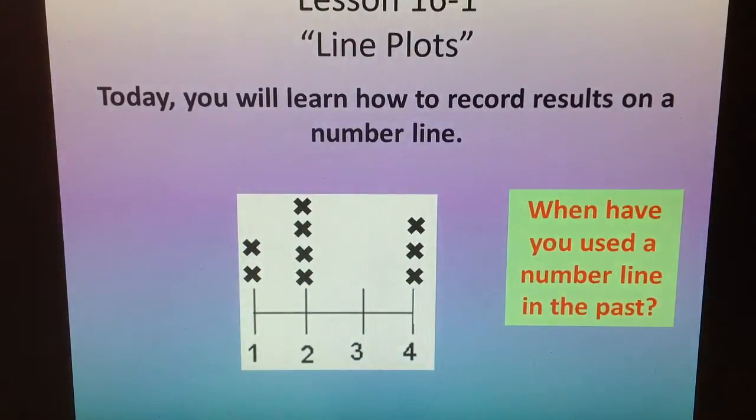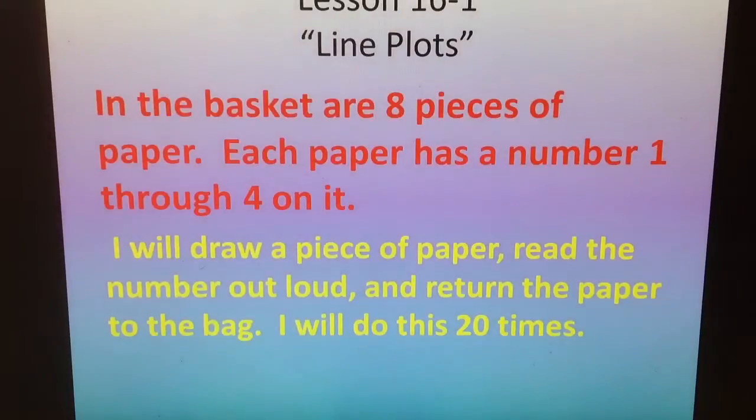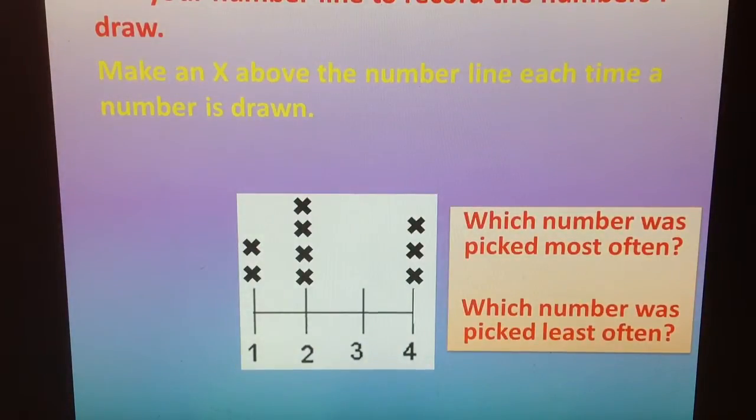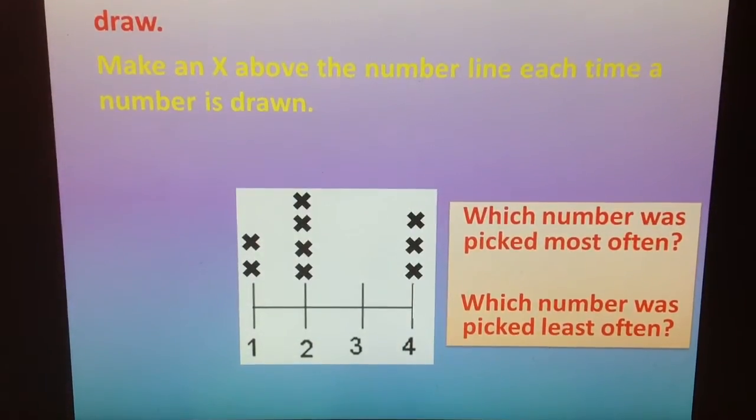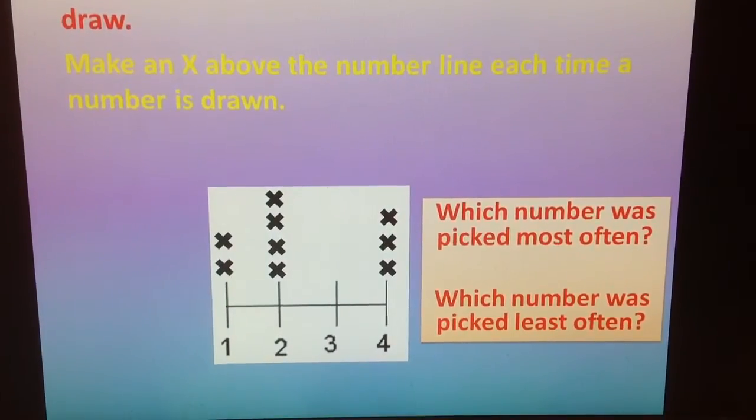Our line plot looked a little bit like this, with X's marking each time I drew different numbers. We had more X's than this altogether because I drew 20 numbers. Then we talked about which number was picked the most often and which number was picked least often. On the screen here we can see that the number 2 is picked the most often and 3 is picked the least often. It wasn't picked at all.